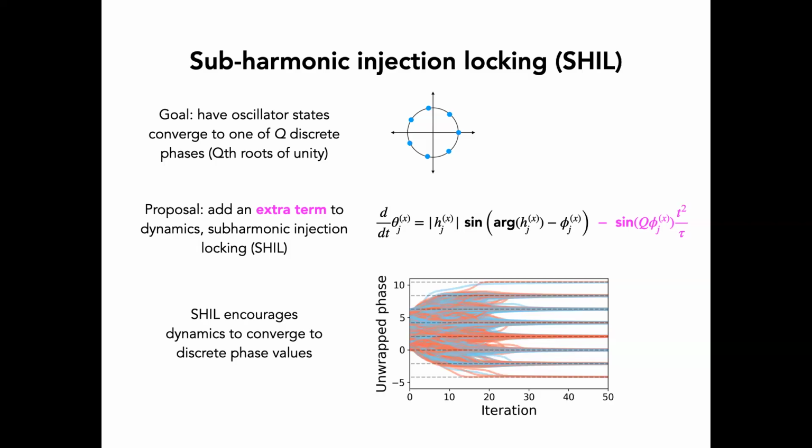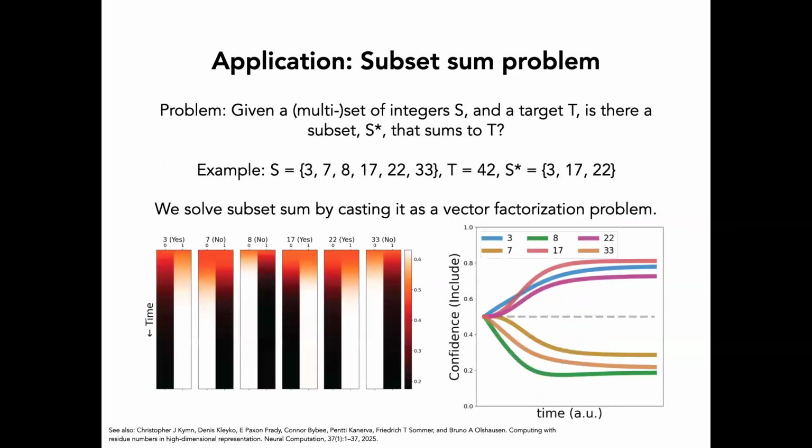Thanks for the talk, Chris. It's really interesting. Can you flip to that slide for the subset sum problem? I'm just trying to understand how you set the problem up here. So where does T come from?